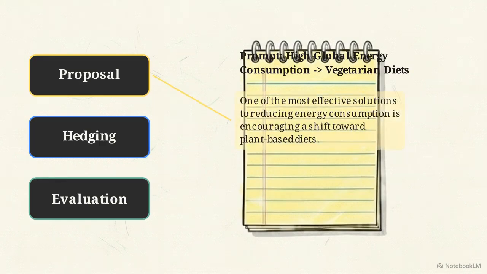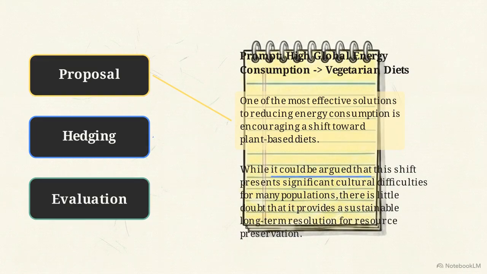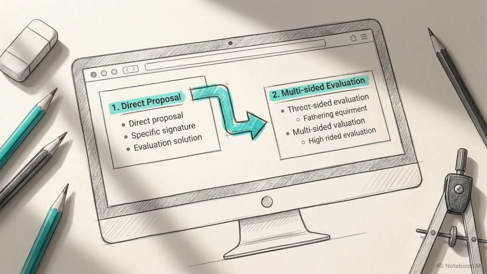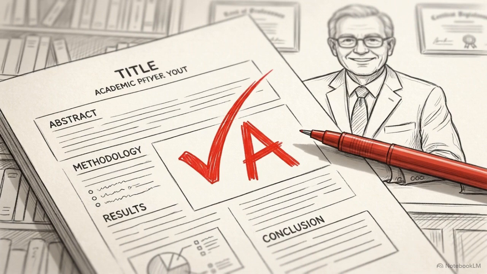Let's review a model answer. First, the proposal clearly states the action, encouraging a shift toward plant-based diets. Then the evaluation uses the phrase, "it could be argued that," to acknowledge the cultural difficulty while still validating the energy savings. Mastering this specific combination, a direct proposal followed by a hedged, multi-sided evaluation, guarantees that you are demonstrating the critical thinking skills your professors are grading for.